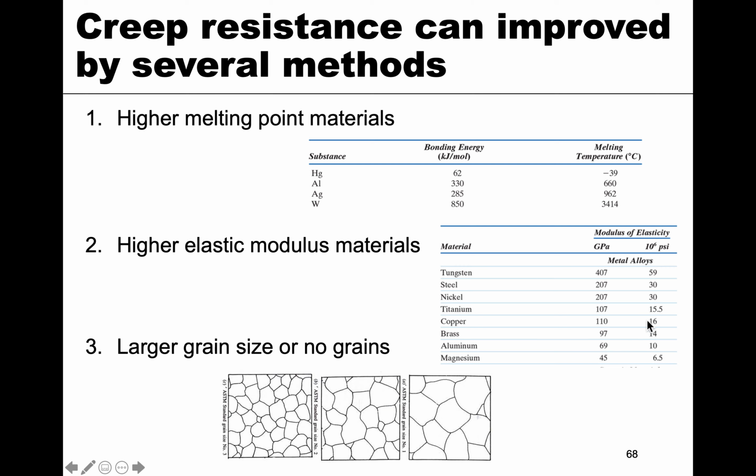And so if we look at these materials here, you'll notice that tungsten, again, is very rigid on top of having a really high melting temperature. So those are the types of materials that we're looking for.